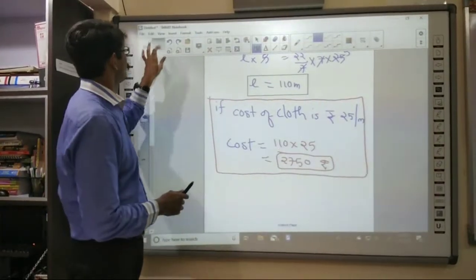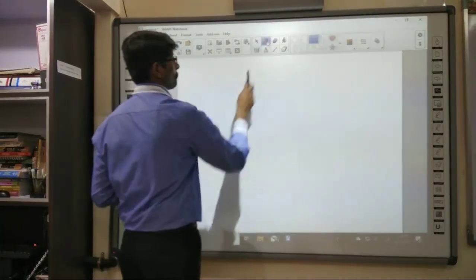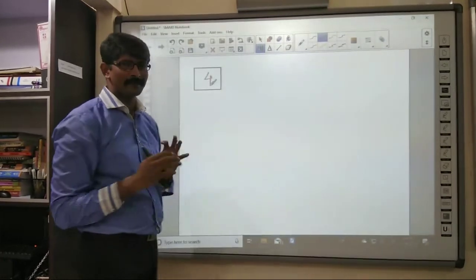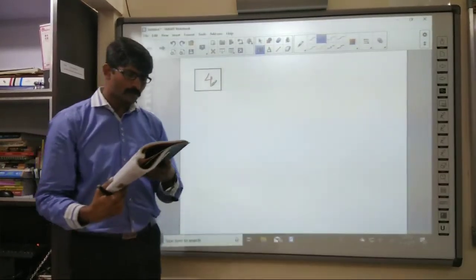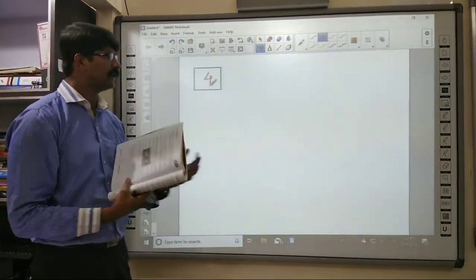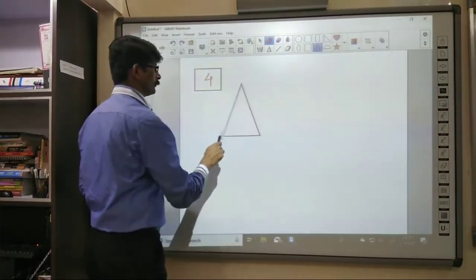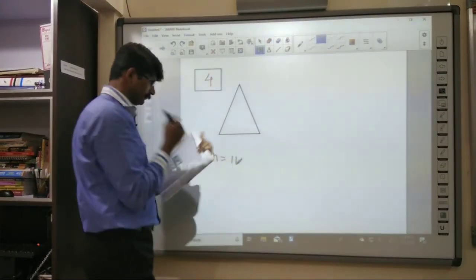See, student, how the fourth sum is. We're solving sum number 4. Let's write down the data nicely over here. A conical tent is to accommodate 11 persons. So we'll draw the conical tent. It is to accommodate n equals 11.